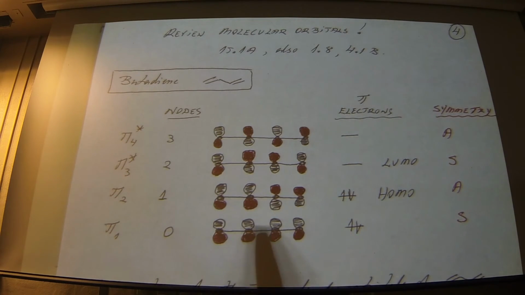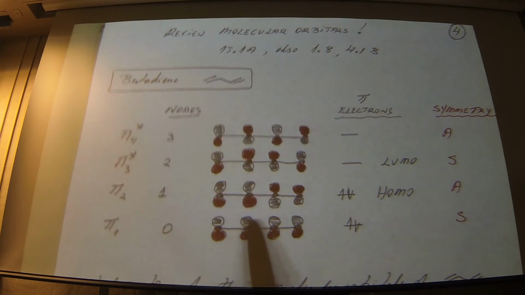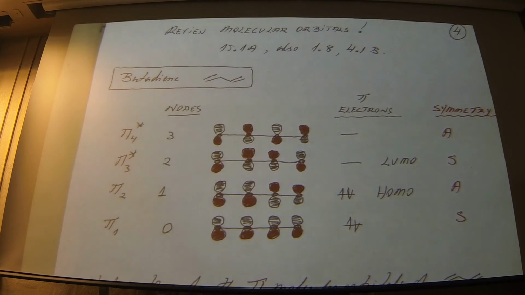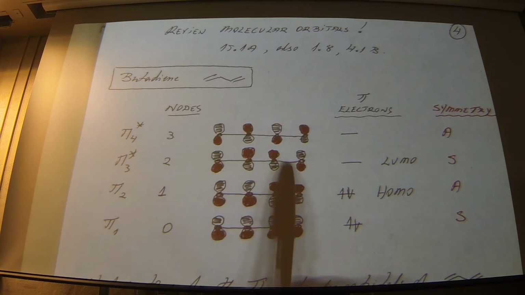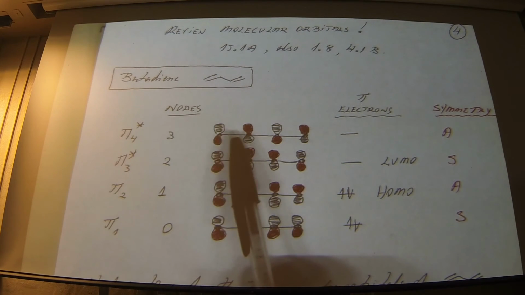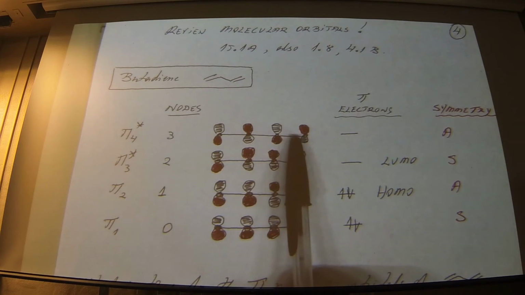So how do we determine the energies? Well, the energies are determined by the number of nodes. A node is defined as an area in space where there's 0 probability of finding an electron. And so in the lowest energy, pi 1, there are no nodes. In pi 2, the node is right here where I'm pointing. And that's where the polarity of the orbital changes. In pi 3, there are 2 nodes, here and there. In pi 4, there are 3 nodes, 1, 2, and 3.